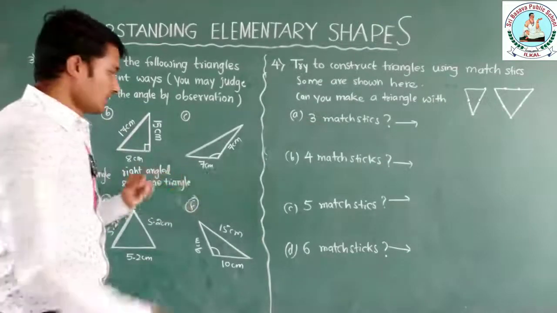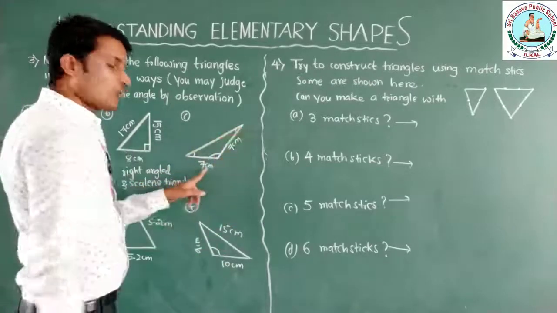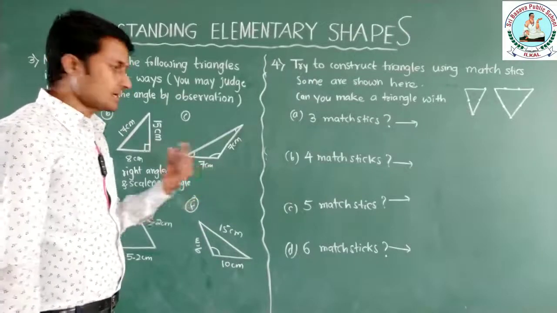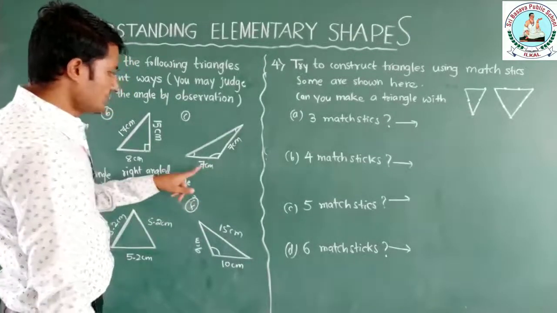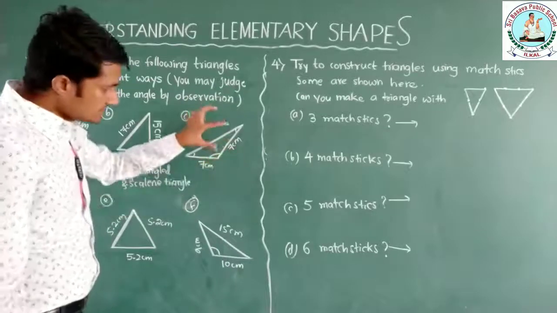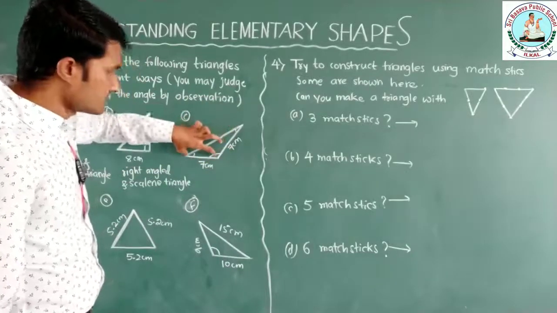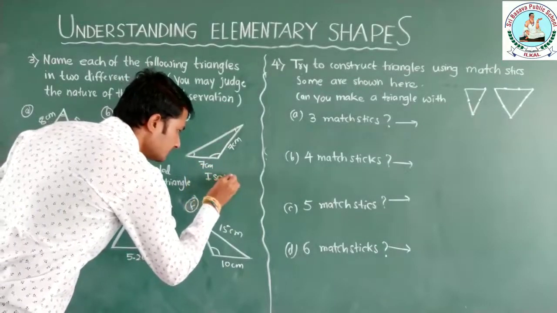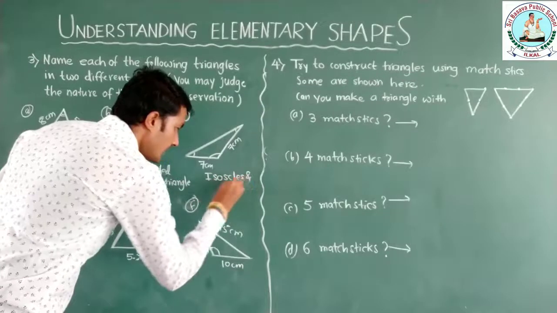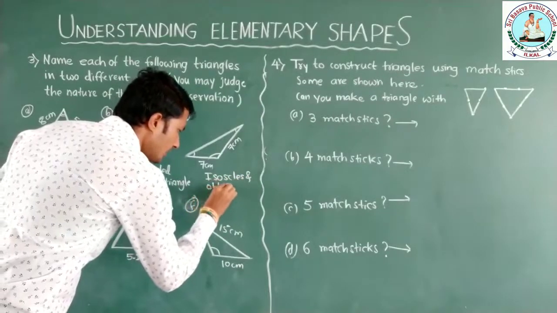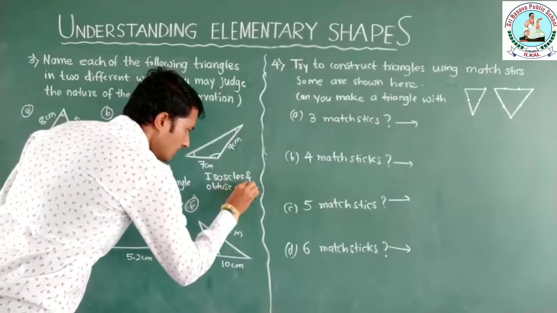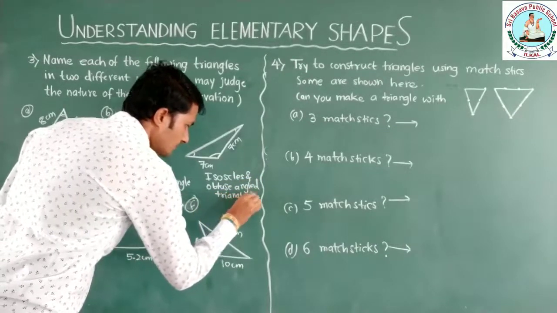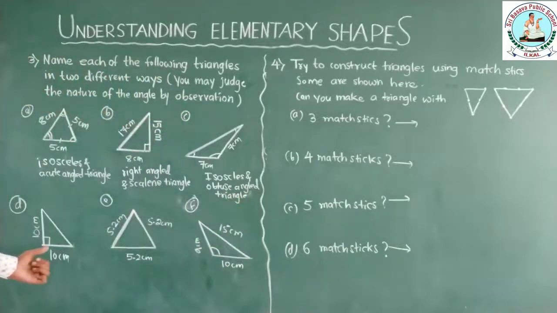So here these two angles are acute, but one of the angles measures more than 90 degrees, so it is an obtuse triangle, and at the same time two sides are equal. Means this side is 7 centimeter, this side is also 7 centimeter. So it is isosceles, correct? Isosceles and obtuse angled triangle. Okay. Let's go for this triangle.